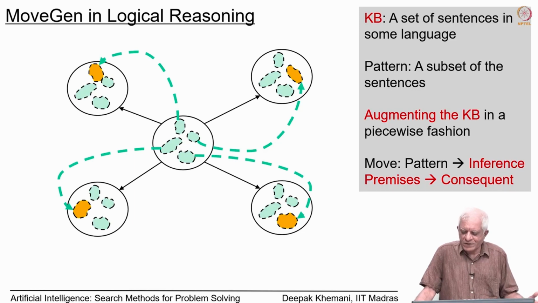You can augment the knowledge base in a piecewise fashion by adding new sentences, and the new sentences are basically those that conform to the inference pattern or the premise consequent pattern, and in that sense every pattern that you see can lead to something else being added to the knowledge base. So, it is very similar to what we saw in rule based systems, except that the only action you can do is add a statement to the knowledge base, and we are talking about a knowledge base rather than a state essentially.